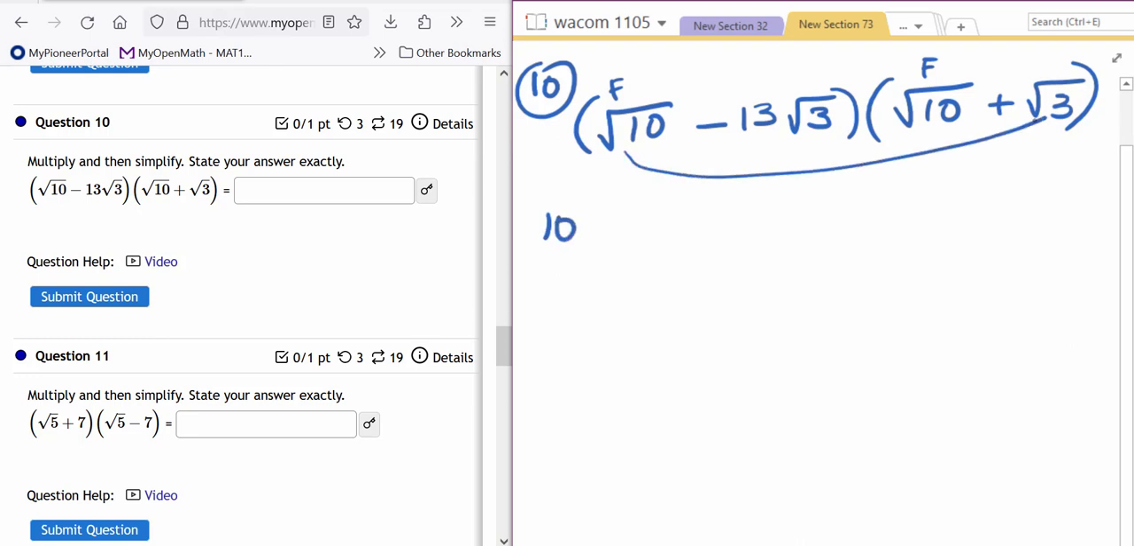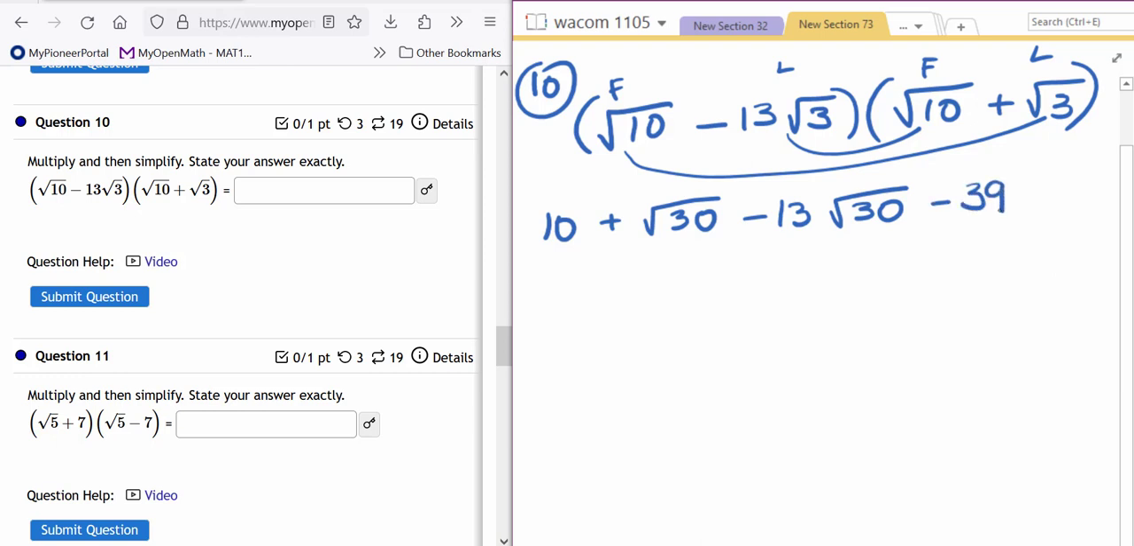Outside, these are going to multiply underneath. So it's going to be a square root of 30. Inside, it will be a minus 13 times the square root of 30. And then last, the square root of 3 times square root of 3 will give you just a 3. So we have 13 times 3 is a minus 39.